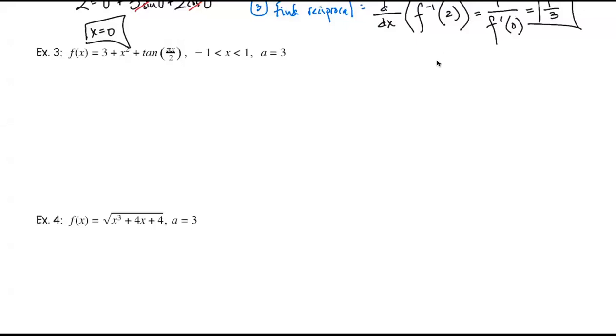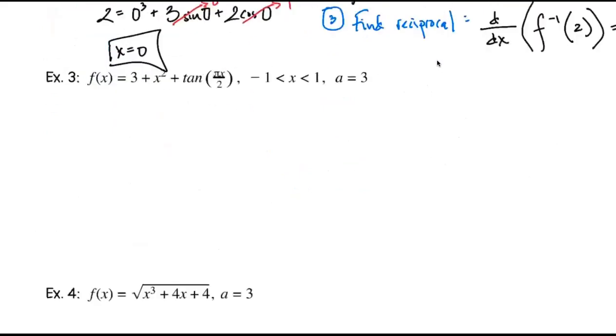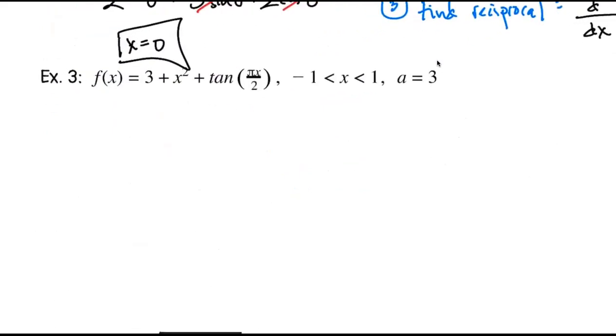All right, so before break, we broke down these question types into 3 steps where we find the x value on the original function, we find the derivative at that point on the original function, and then we take the reciprocal. Let's do 2 more questions where we follow that same pattern and then talk about how we know whether those are the steps we need to take or not. So let's start with example number 3.